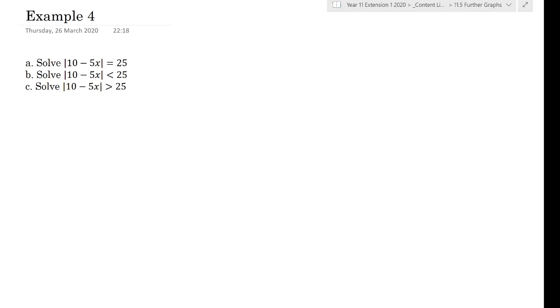We've got some inequalities and some equations that we need to solve, but they're absolute value ones, okay? So we're going to use those rules from before. So the first rule is that if we have the absolute value of a function, we're going to be using algebra to solve these ones, okay?